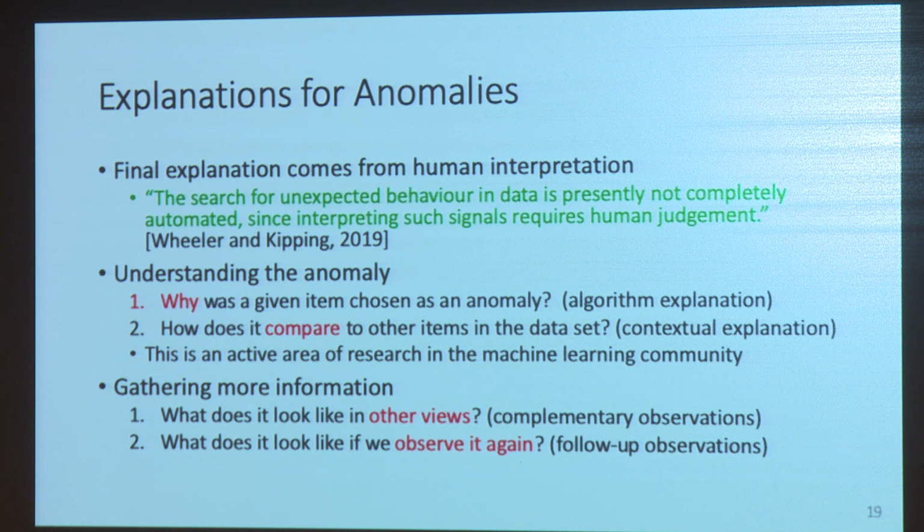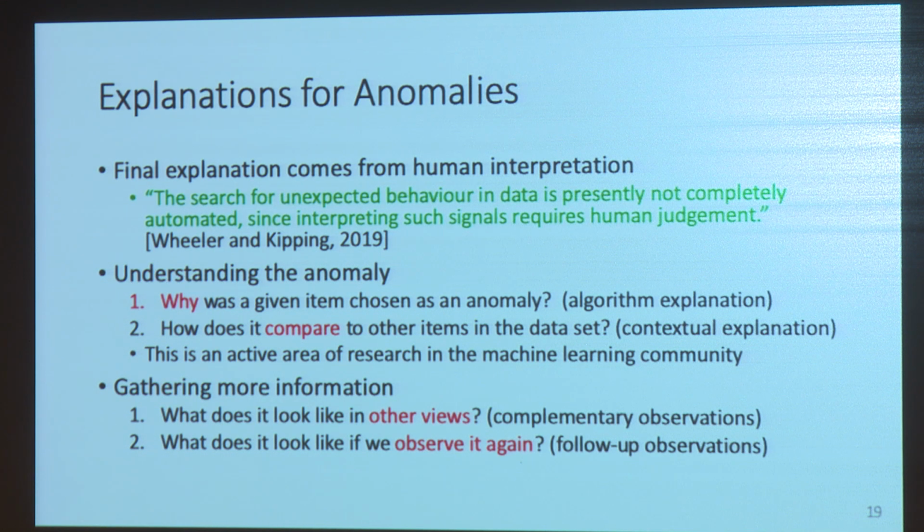We need to know, first of all, from the algorithm, why was this item chosen? And secondly, how does it compare to everything else in the data set? This is a hot area of research in machine learning. It is not solved. Advances in any form at this stage would be valuable for lots of people. And then, what next action are you going to take? Are you going to try to observe it? Maybe you have observations at a different wavelength or something like that that can tell you more about this object.